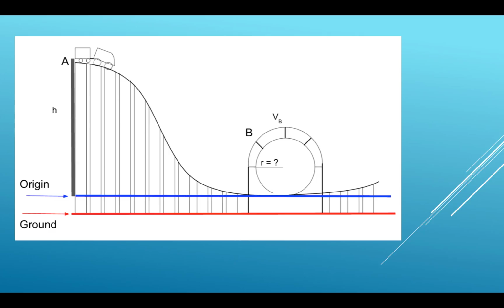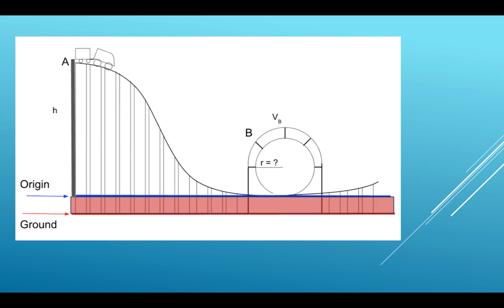First, we will identify the given variables. The height of 80 meters is measured from the origin indicated by the blue line to the top of the hill where the roller coaster rests. The first part of the question is shown by point A, while the second part of the question is shown by point B. The speed is found at the top of the loop, shown with v subscript b.